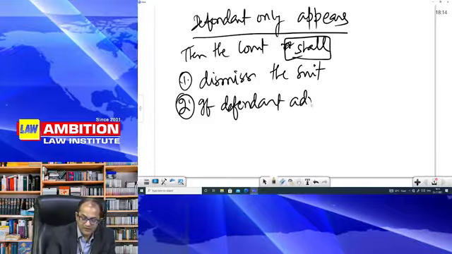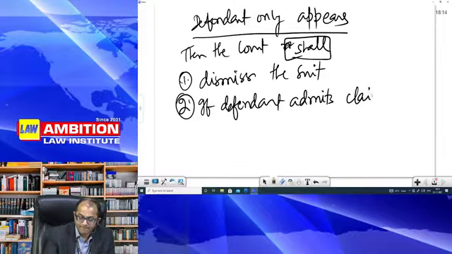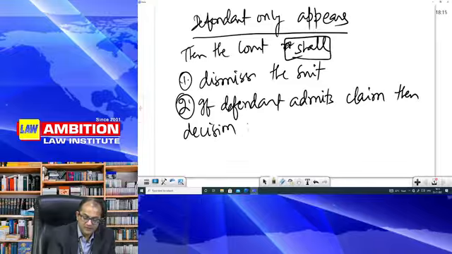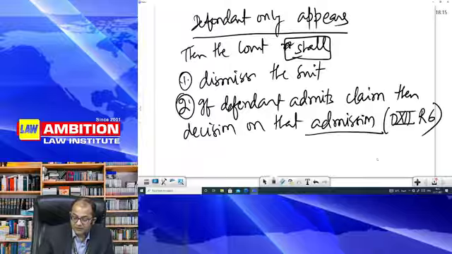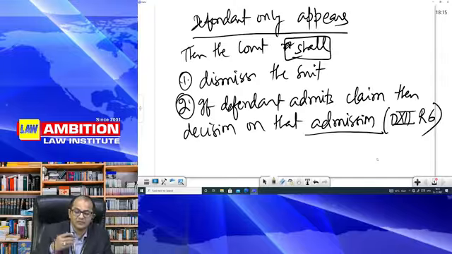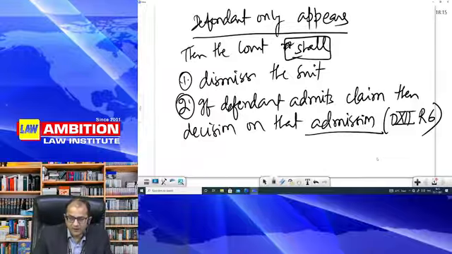If defendant admits claim, then decision on that admission, because admission can be reason for decision. If you admit my claim, there is no problem with the court. Order 12 rule 6 also says that there can be decision on the basis of admission. If I make a claim against you of rupees 500 and you admit 300 rupees, my judgment of 300 rupees can be awarded easily, because there is no dispute regarding 300 rupees. There is only dispute regarding 200 rupees, so that will be decided later on. So if defendant admits claim, then decision on that admission.